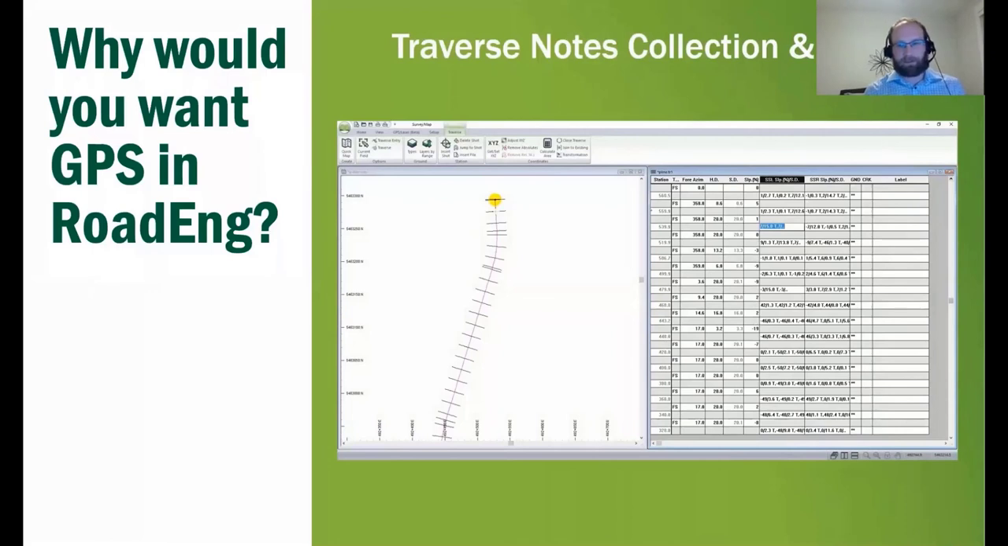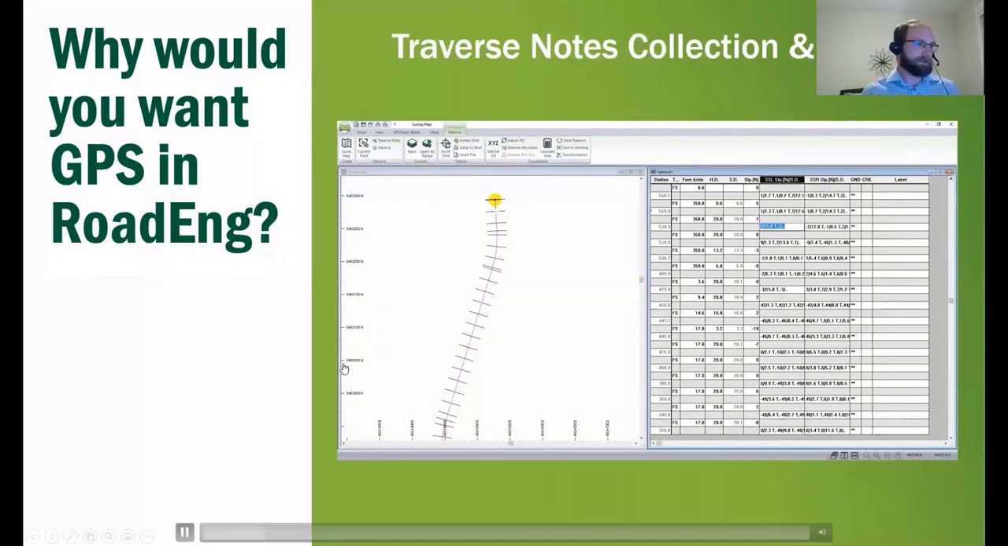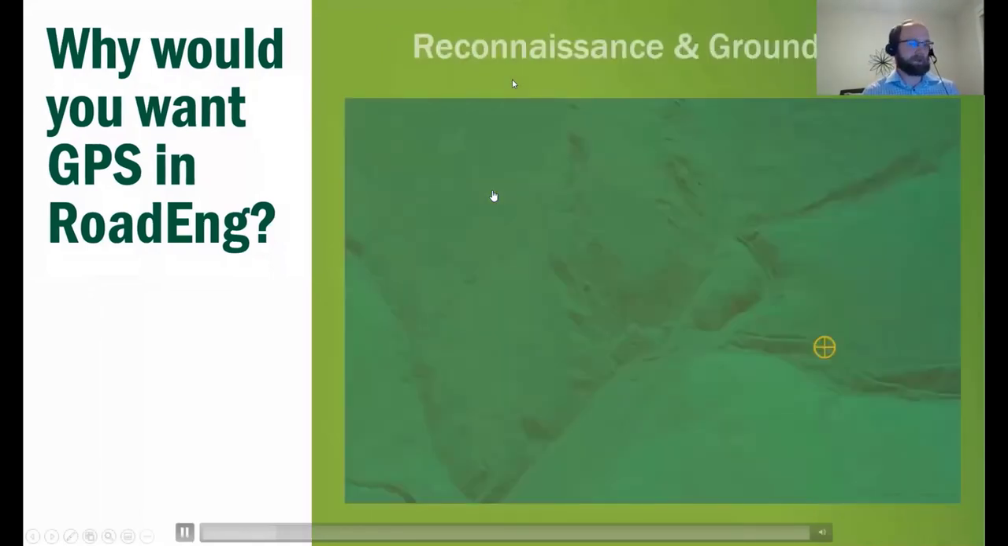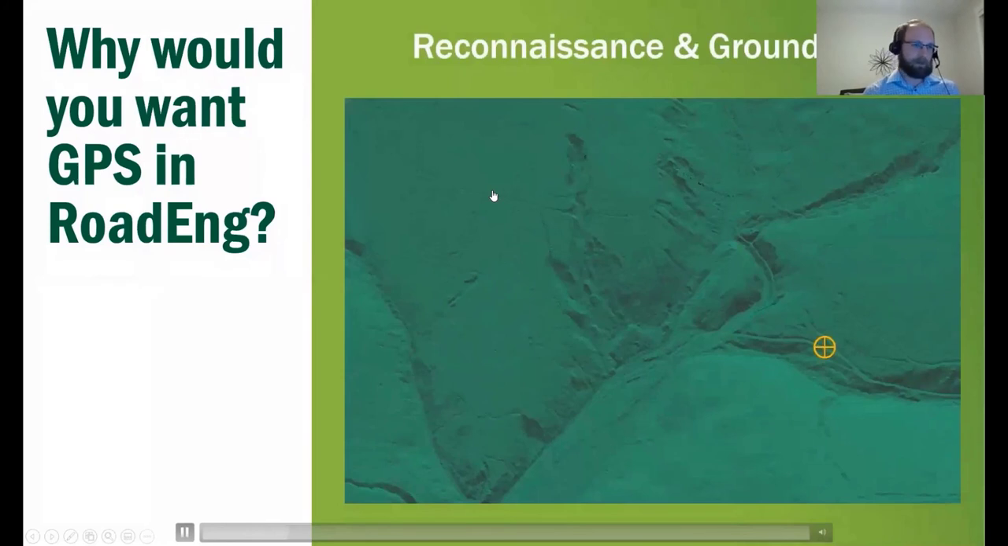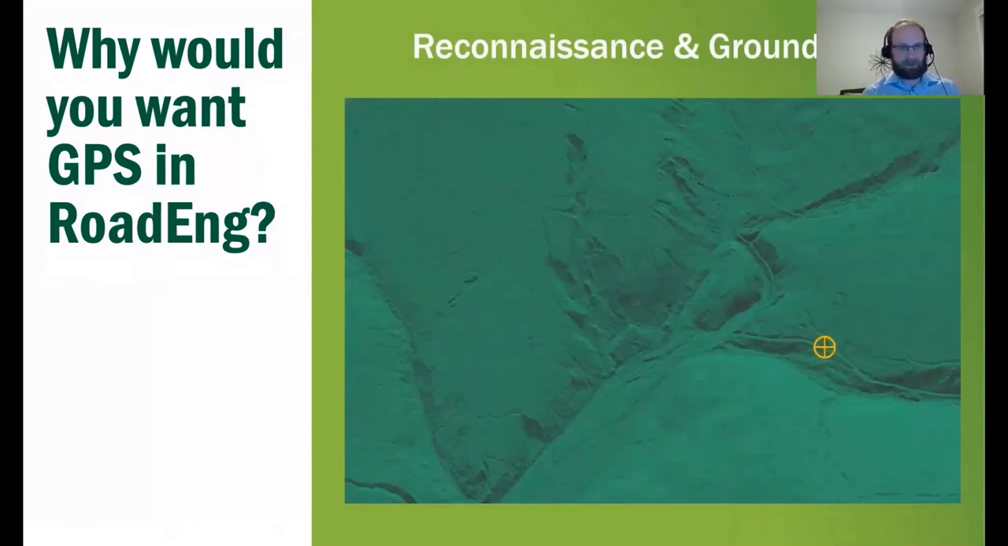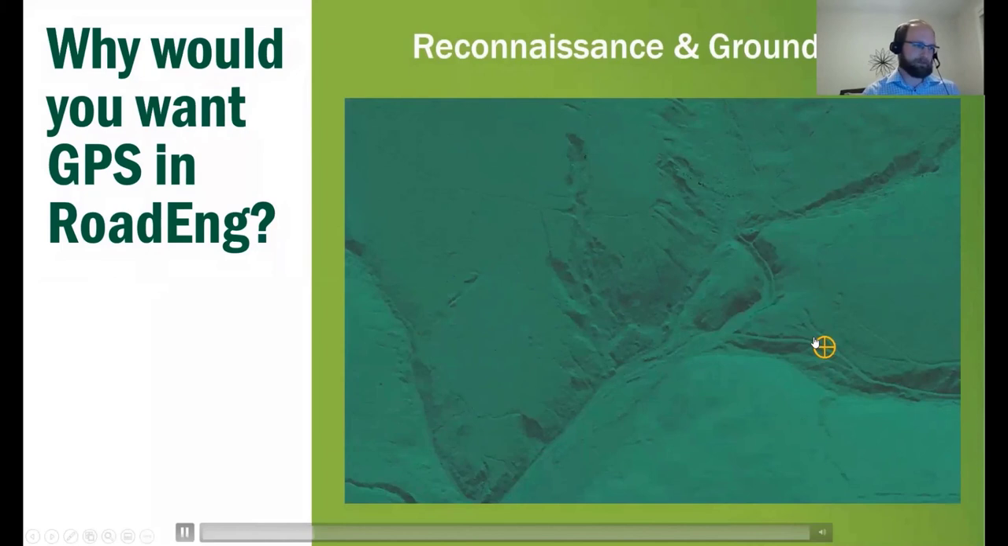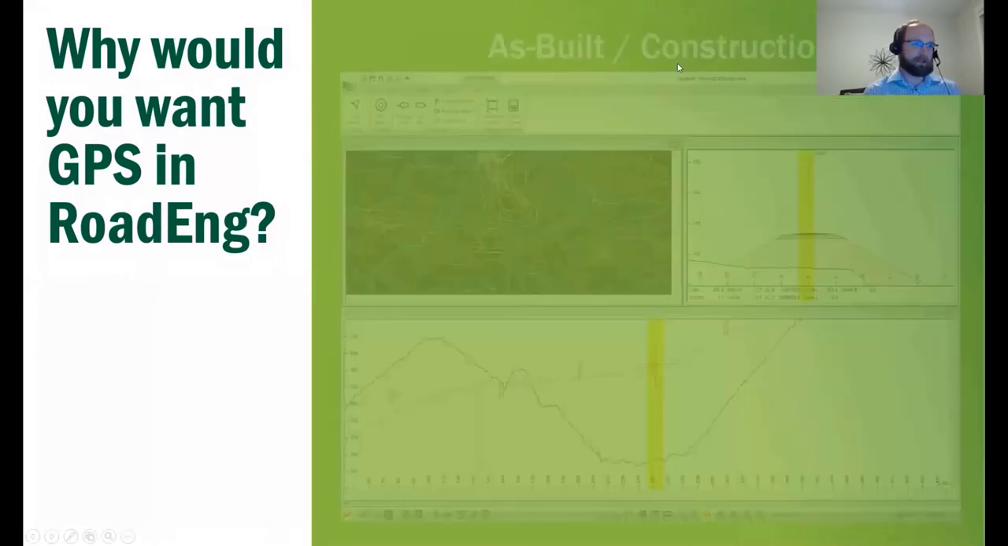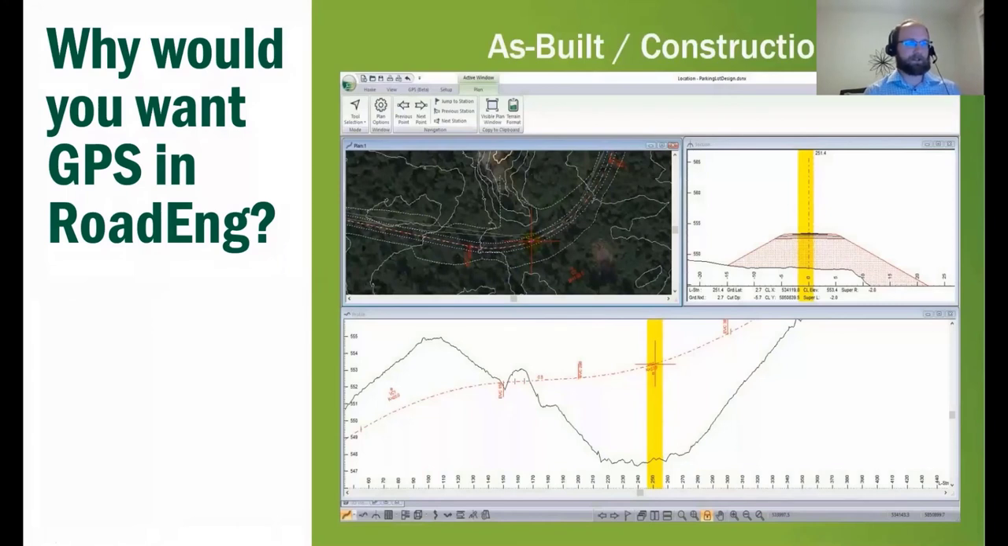So this is the survey module, where you're collecting your hand traverse notes. With this, we can see the yellow pointer showing us where we're located. It works in the terrain side of things as well, so this is the 3D view in terrain. And then it also works in location. So location's nice, you can see where you're at in the design. In this example, we don't have the vertical position turned on, but we can add in a vertical position for where you're at as well if you've got GPS that's accurate enough for that.